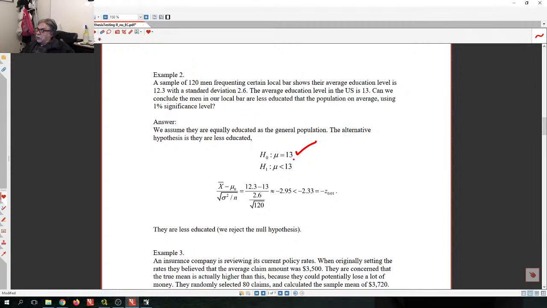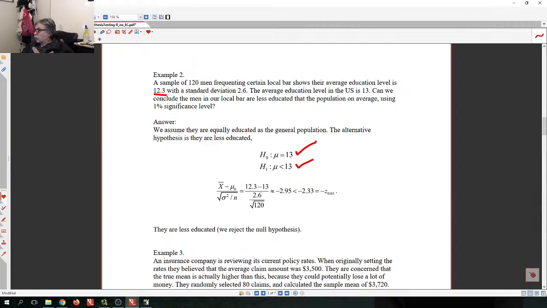The alternative hypothesis is left tail. That is actually less. Why? Because in our sample we have 12.3. That's 0.7 years less. It's not a big difference, but in our sample, as an indication, it's less. So you could choose left tail test, left tail alternative hypothesis.